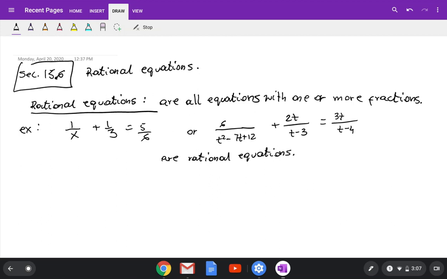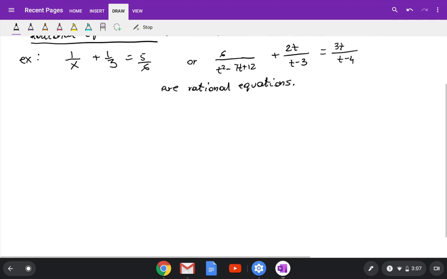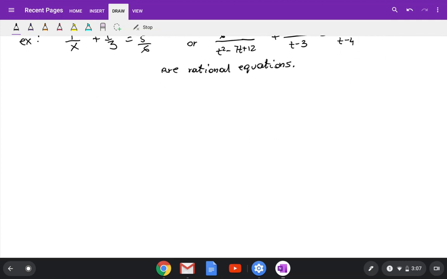Okay, so this is what we're going to do. We're going to solve those types of equations. So let me write down the steps. Steps for solving rational equations.